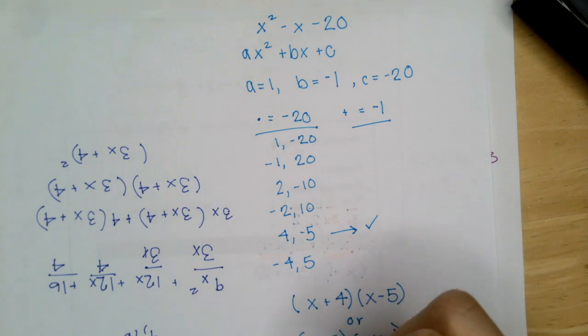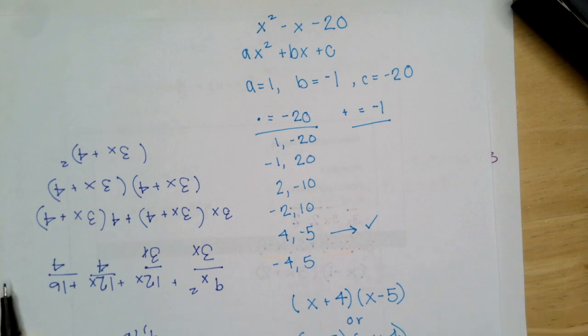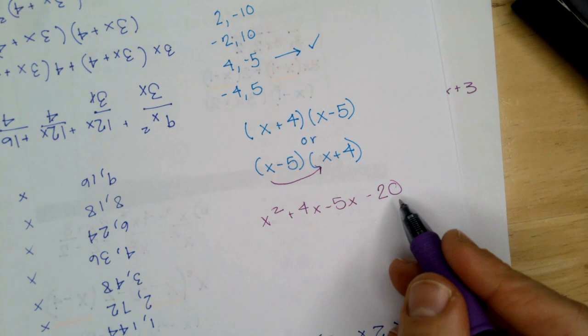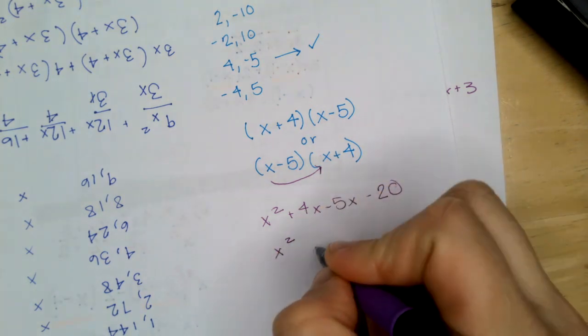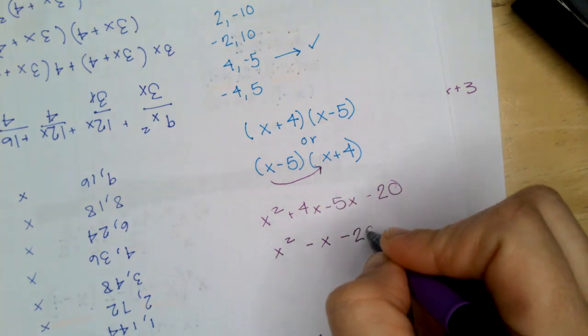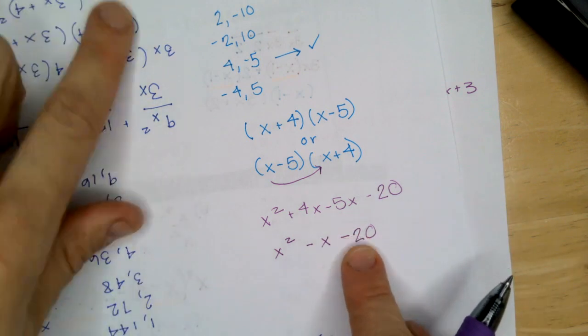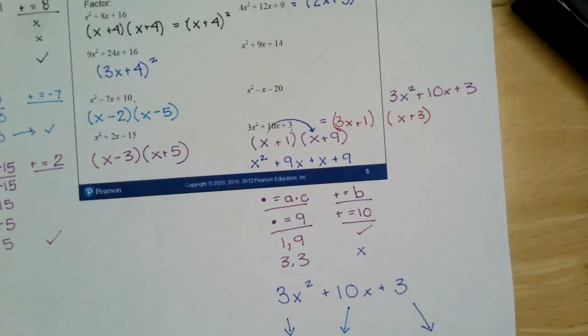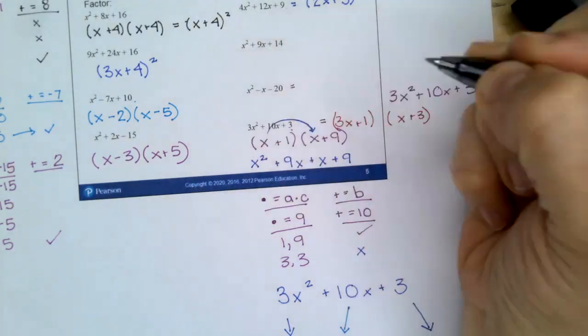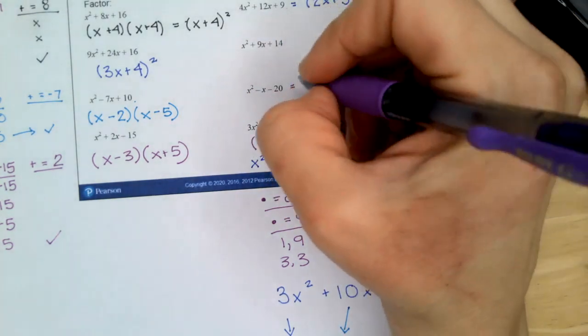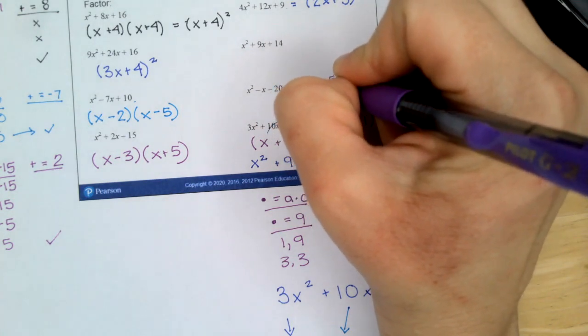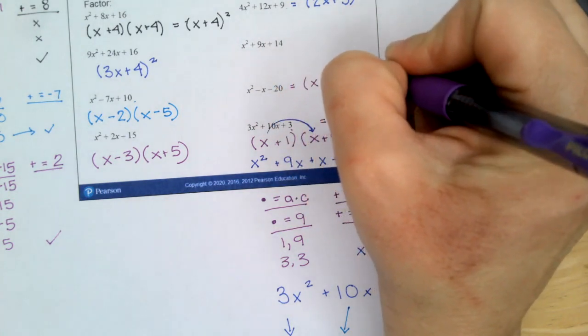If I factor that back out, x times x is x squared, x times 4 is 4x, -5 times x is -5x, and then -5 times 4 is -20. Oh, I apologize. Good, and then 4x minus 5x is just -x minus 20. So that's how you would get back to your original equation. x squared minus x minus 20 becomes x minus 5 times x plus 4.